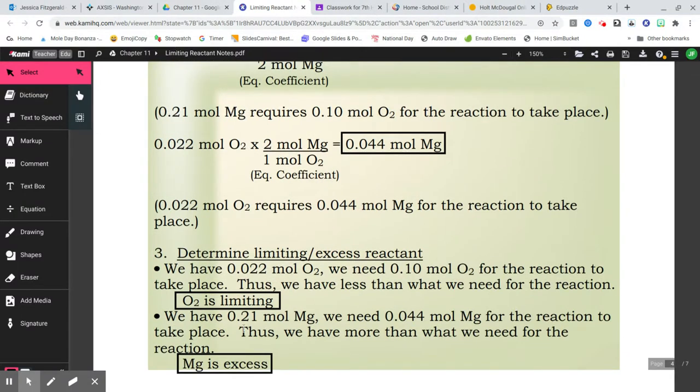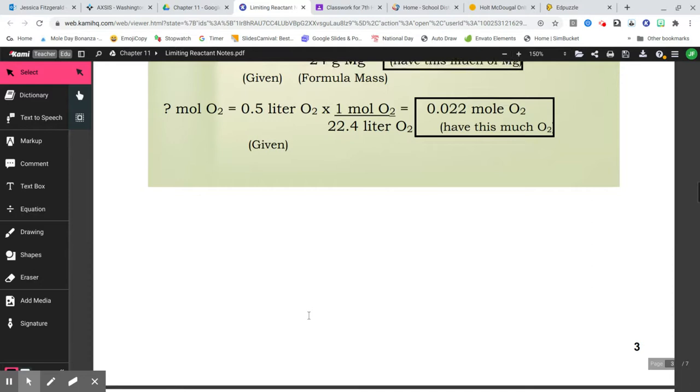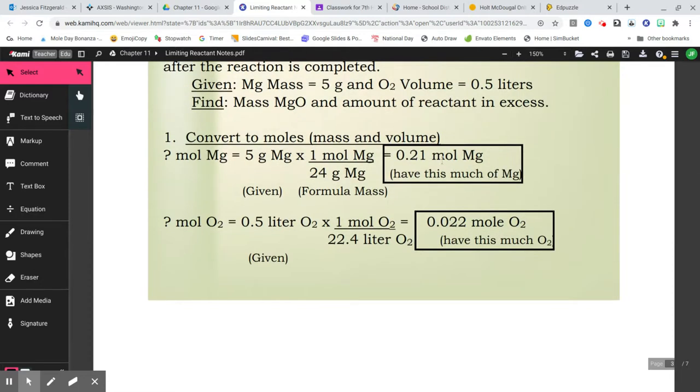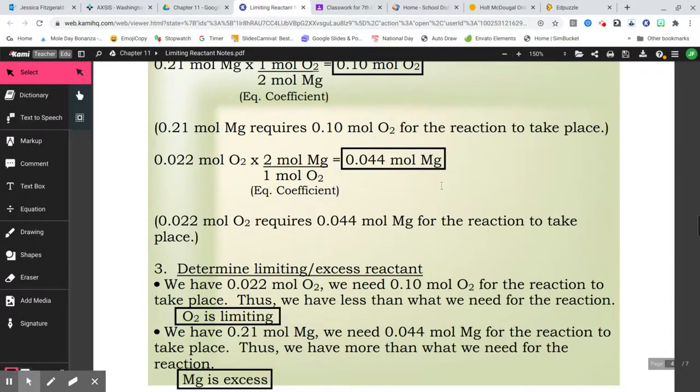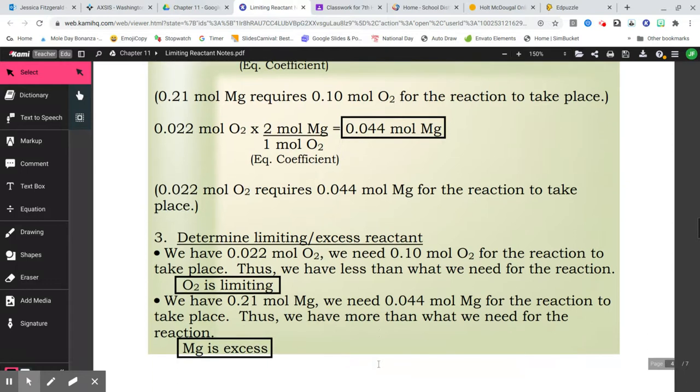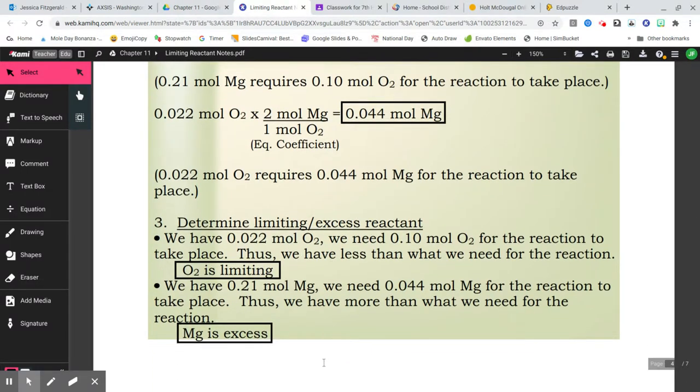So if I have 0.21 moles of magnesium, this came from right here. This is how much that I have. Notice this is why I'm labeling it. I have this much; this is what I need right here. So I have 0.21 moles of magnesium and I need 0.044 moles of magnesium. Ask yourself, do I have more or less than what I need? Well, in this case, I have more magnesium, and that means that magnesium is going to be in excess. So O2 is the limiting reactant, magnesium is in excess.